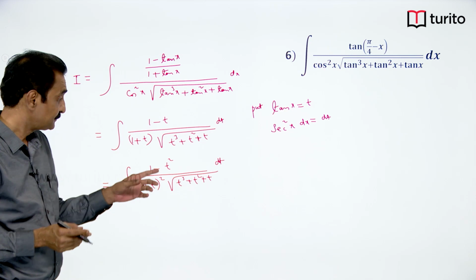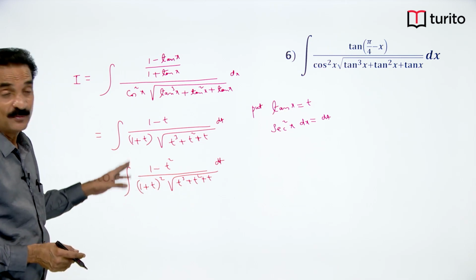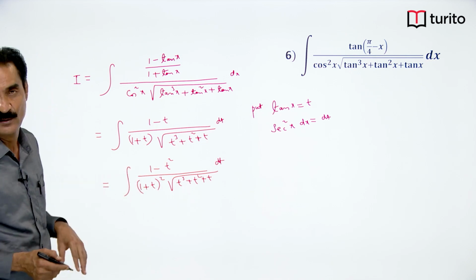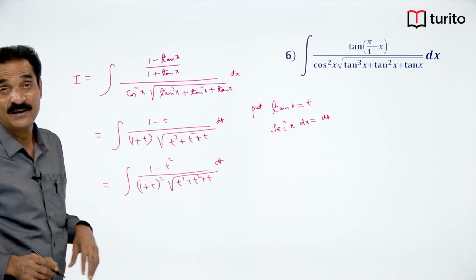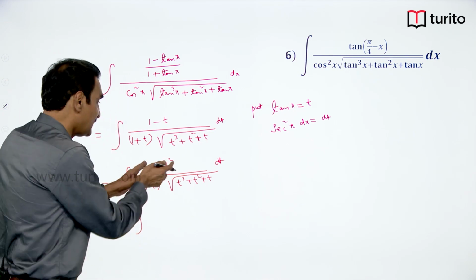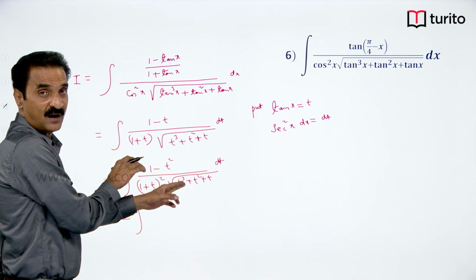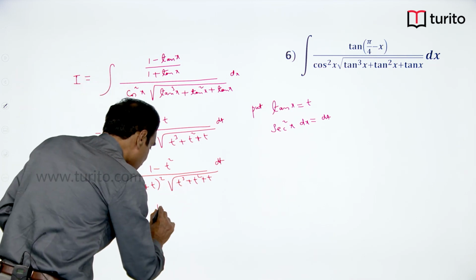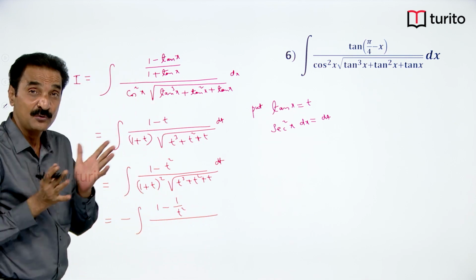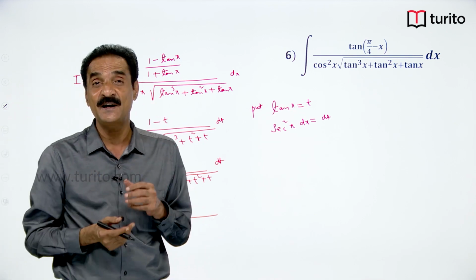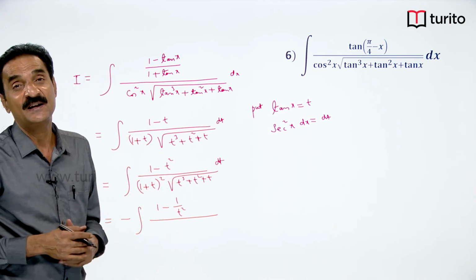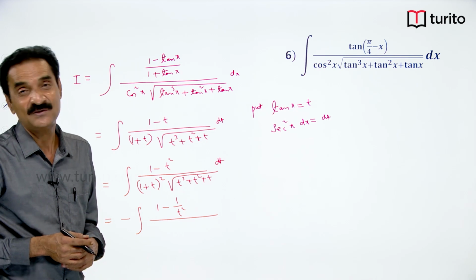Now I will divide numerator and denominator by t square and also take the minus sign common. So you will get minus of integral, it becomes t square minus 1. After dividing by t square, you will get 1 minus 1 by t square. Now you must have realized the reason behind this step. 1 minus 1 by t square is the derivative of t plus 1 by t.